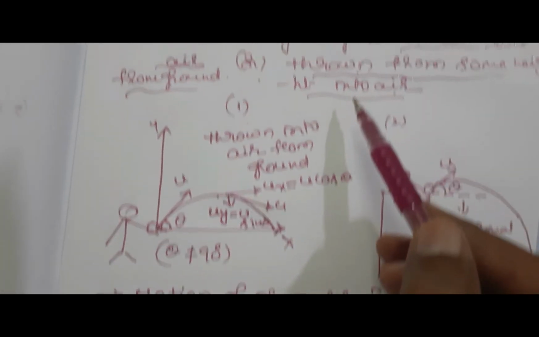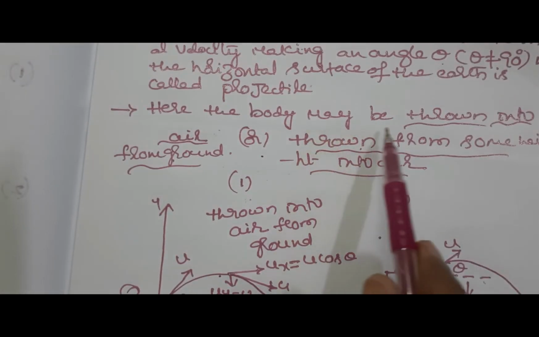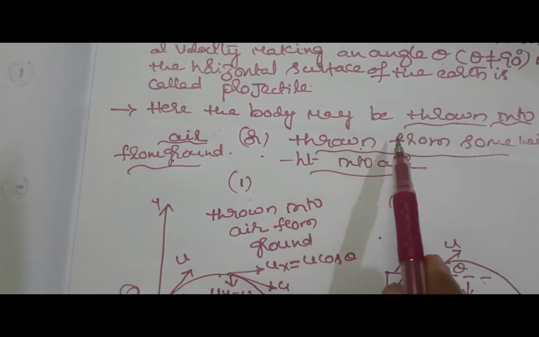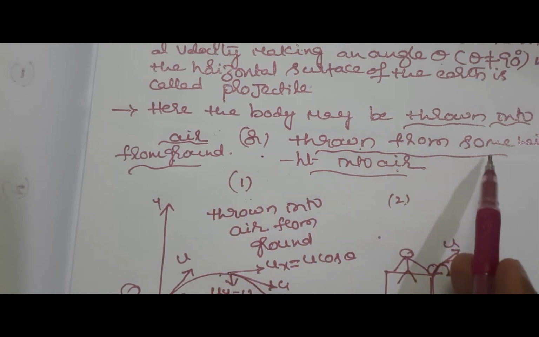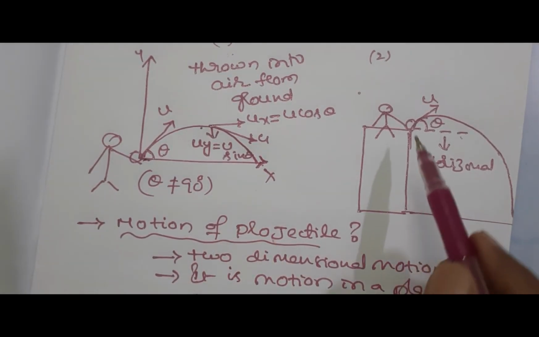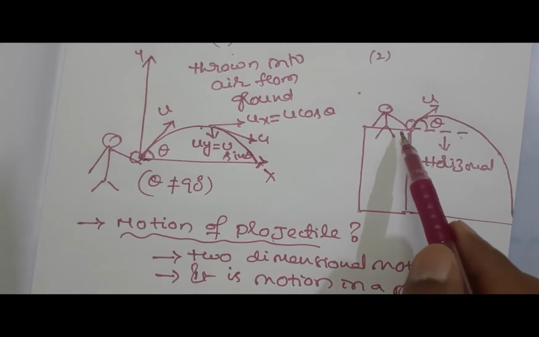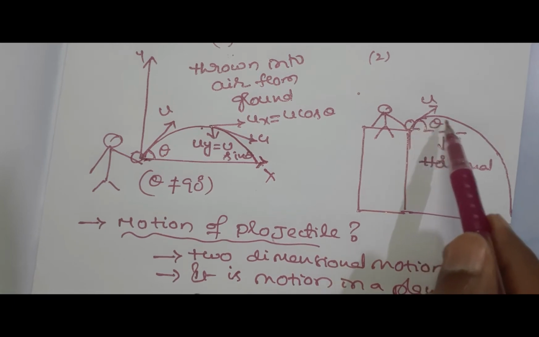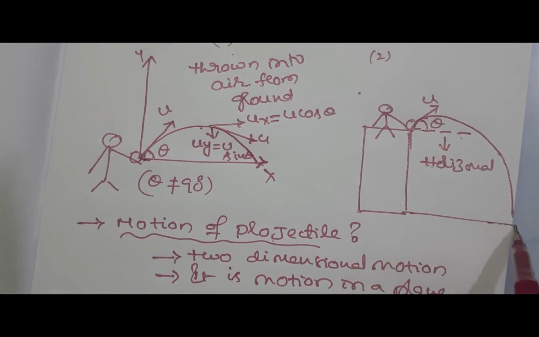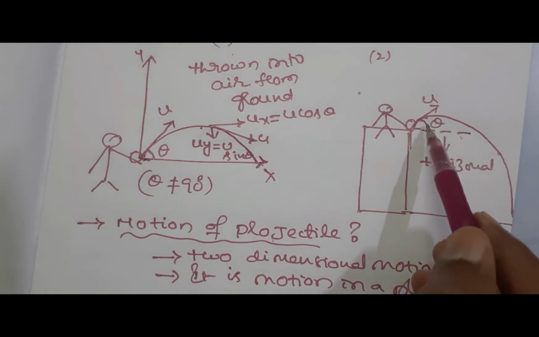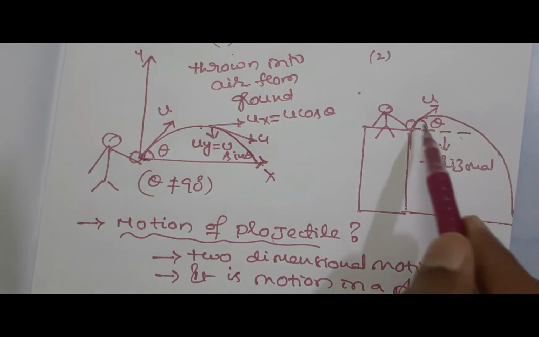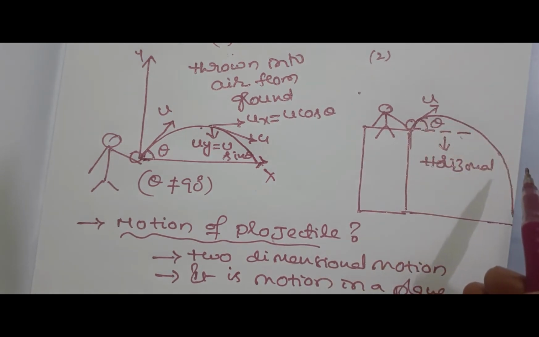The body may be thrown into air from the ground or thrown from some height into air. Here you can see that example. On the top of a building a person is throwing a stone into air in this direction. This is the direction of velocity and this is the horizontal line, the horizontal surface of the earth. Between them the angle is theta, which is other than 90 degrees. So a body thrown into air is an example of a projectile.